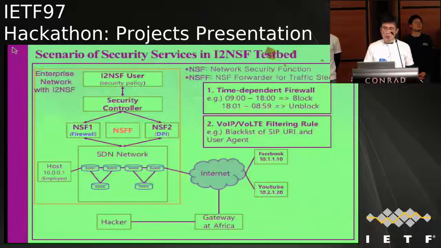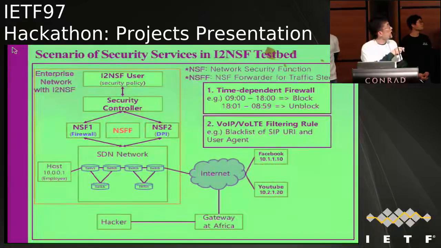And then the scenario of security services in the I2NSF testbed: you can see we have this I2NSF network, such as the enterprise network. So at the top level, it has the I2NSF user, who decides the security policy. The policy is forwarded to the security controller. This is the main entity. This high-level policy is translated into a low-level security policy and then delivered to network security functions such as the firewall and the DPI. And then security information is also enforced using the SDN network.